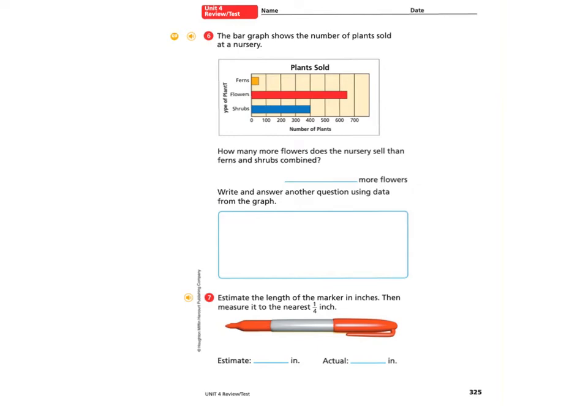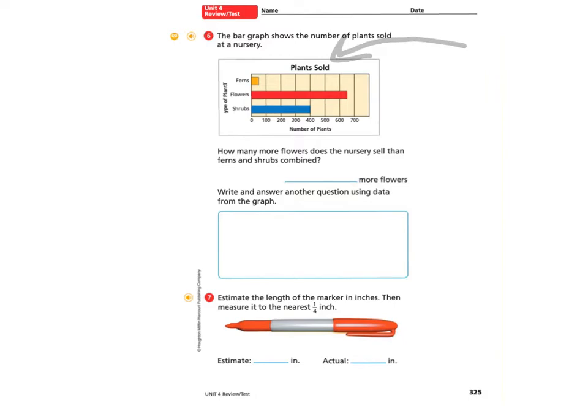All right, the third and the fourth pages, 325, 326 in the review test, and then today you're going to do the third and the fourth page in the math test. So we're going to start at number 6. Number 6 is a horizontal bar graph.